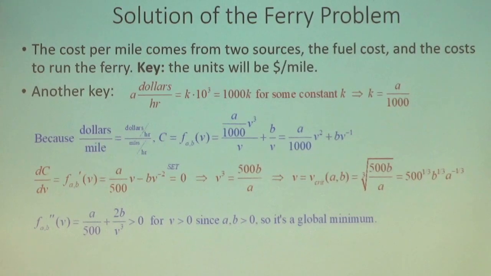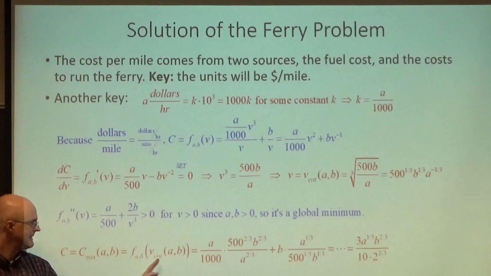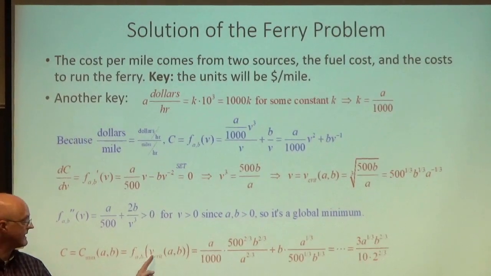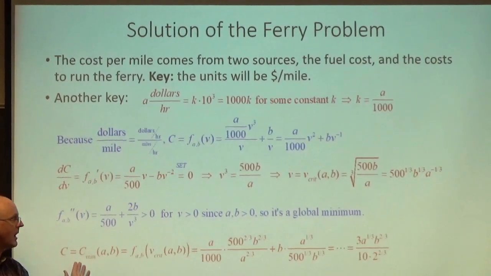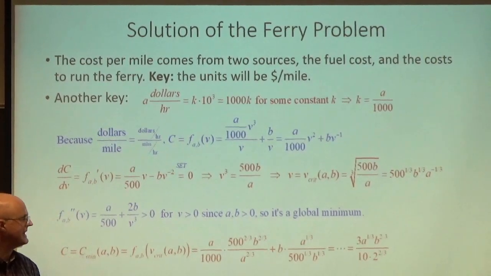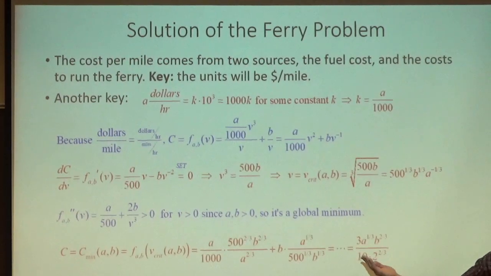Again, take that critical point and plug it back into the original function. That's what I mean when I write this. That's the original function. I'm plugging the critical point back in terms of A and B. It's going to give me my minimum cost. Kind of a tricky calculation. I skipped some steps. Again, this is one of those things that would be good for you to check after class to make sure you could do those steps.